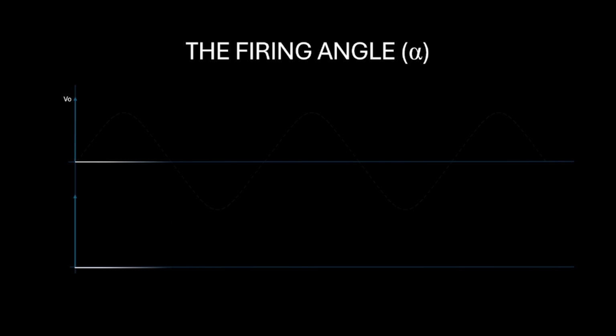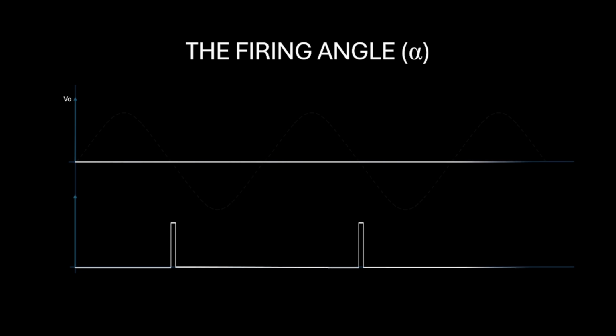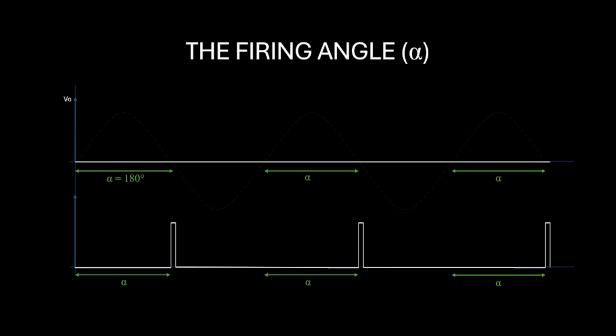When the firing angle is set to 180 degrees, the SCR never conducts, and the output voltage becomes zero. This is because the SCR does not receive a gate pulse in time to conduct before the cycle resets.